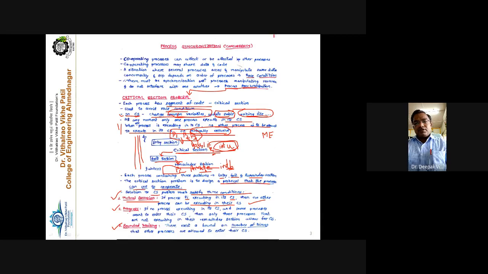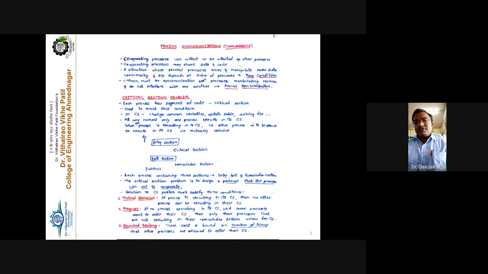The second condition is progress. See carefully, progress. If no process is executing in its critical section, and some processes want to enter their critical section, then only those processes that are not executing in their remainder section are allowed to enter the critical section. Getting my point or not? See carefully the meaning of progress. For example, I can take P1, P2 and P3, three processes. How will we justify progress? If no process is executing in the critical section, no process is present here, and say, for example, there is a P4 process executing in the remainder section, then only allow those processes that are not executing in their remainder section.